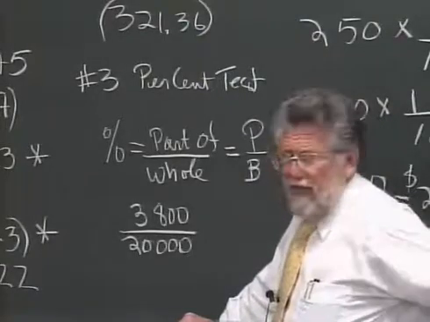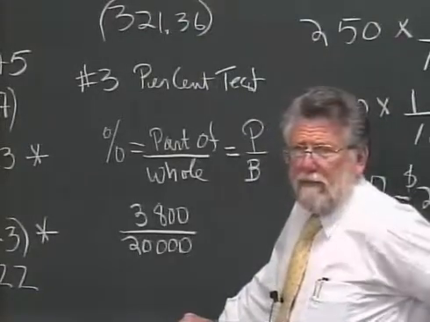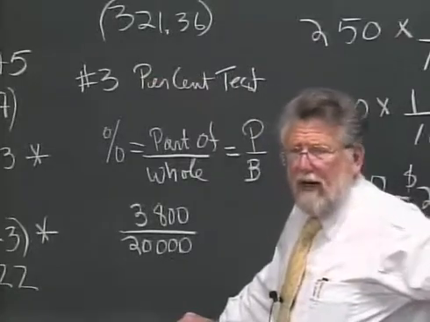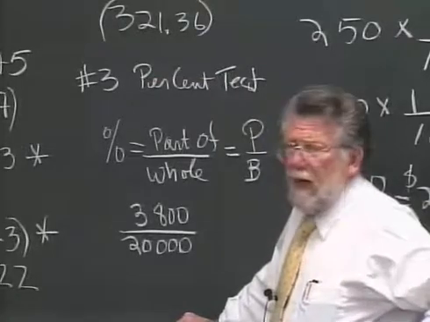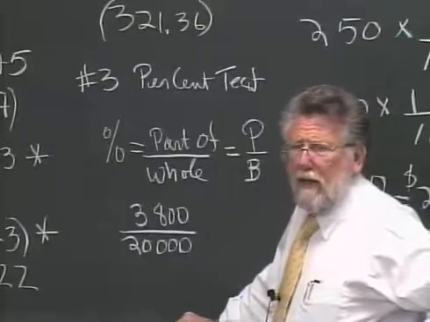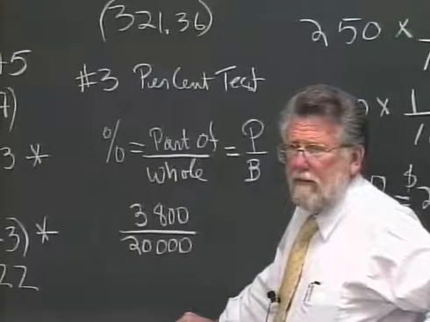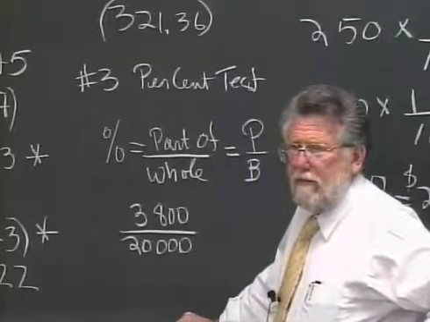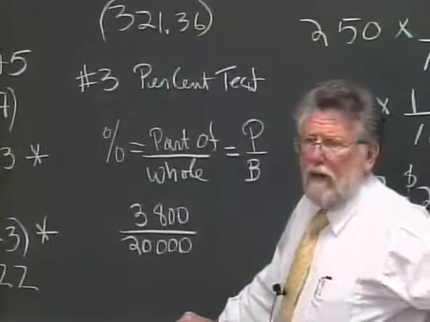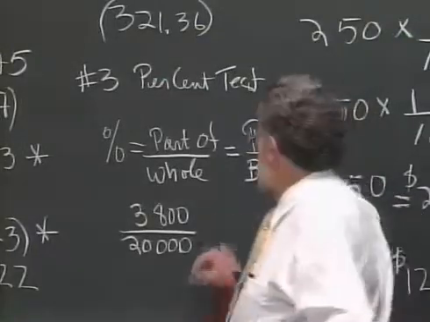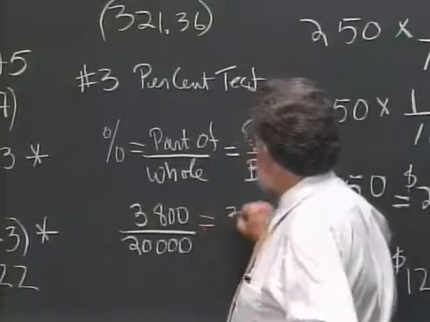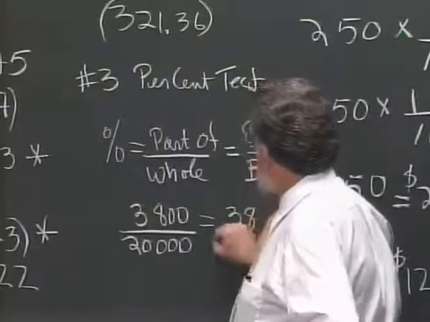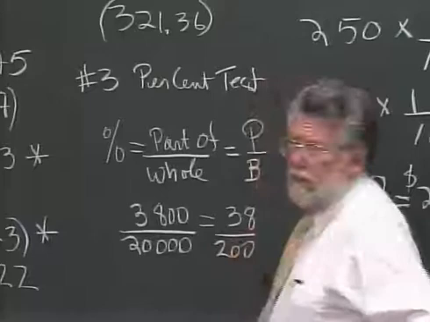How could I simplify that fraction? I can reduce. Let's divide 100 into the numerator, 100 into the denominator, and what do you get? And my argument is this should be what? 38 over 200. Now that was an easy part.